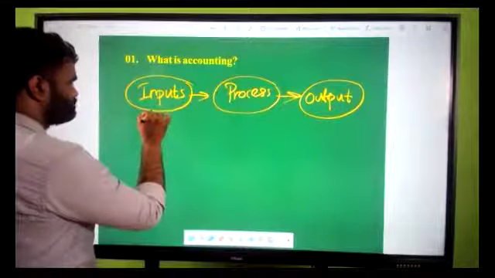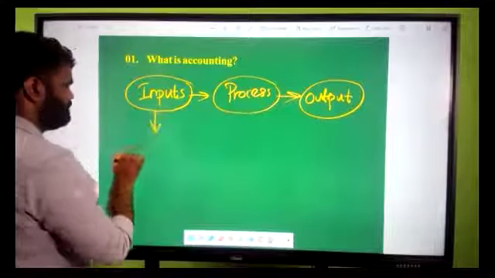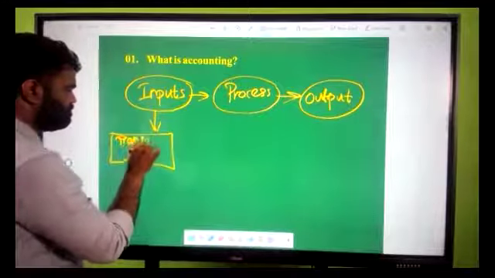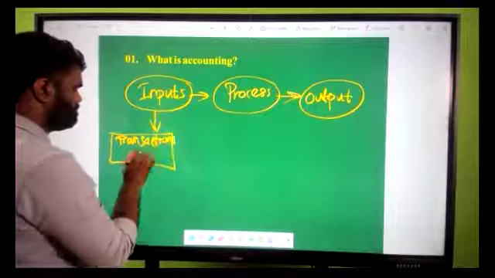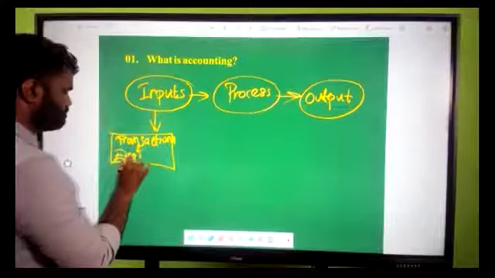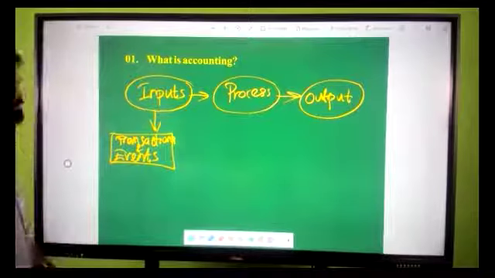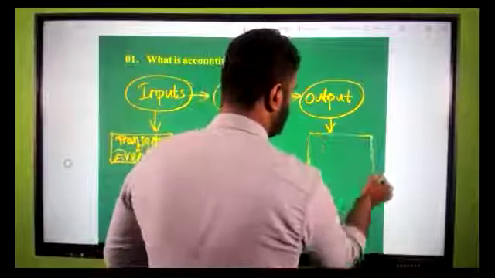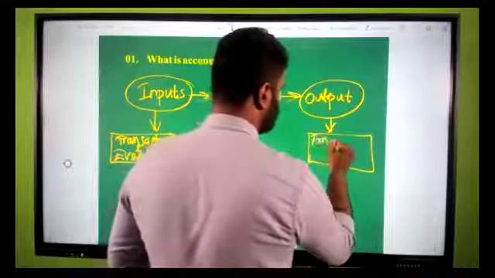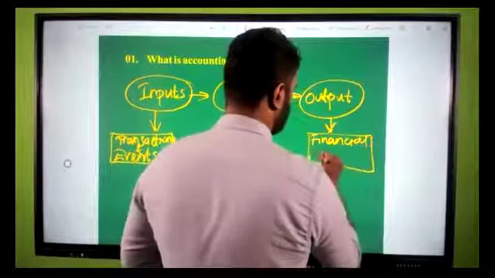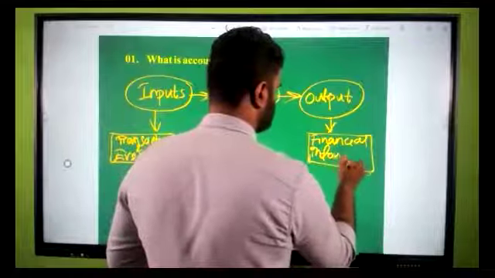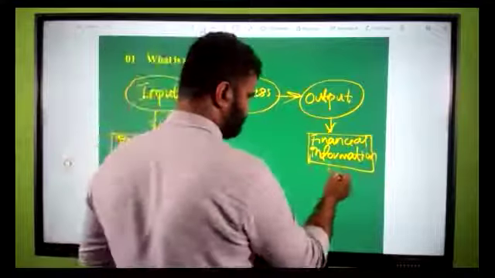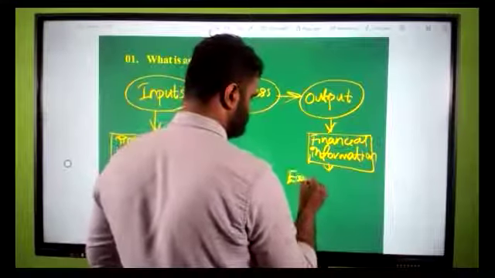What are the inputs of accounting? Inputs are transactions and events. These are the inputs of accounting: transactions and events. So the output is financial information. Who uses this financial information? Stakeholders or economic decision makers.